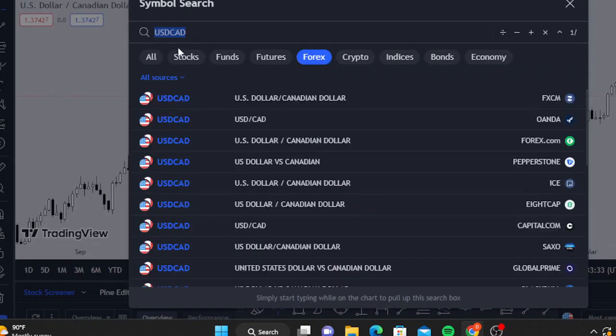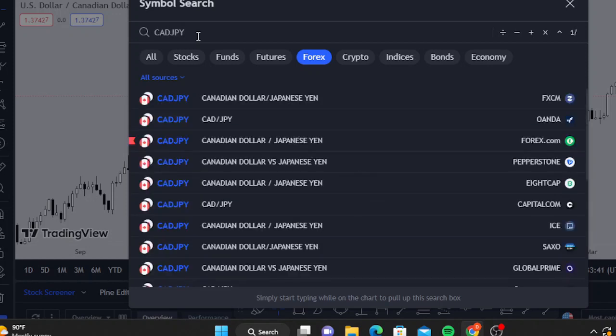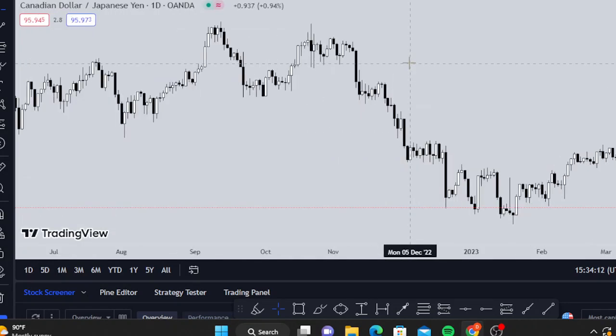Let's go to CAD JPY, for instance. Although I don't trade all those pairs, I trade only GBP USD, GBP JPY, sometimes Euro USD. But for the sake of you guys, let me show you that this thing actually happens in every market. It happens in stock market, any other market, any market that is volatile. You can easily spot this type of candlestick there, whether crypto or anything.